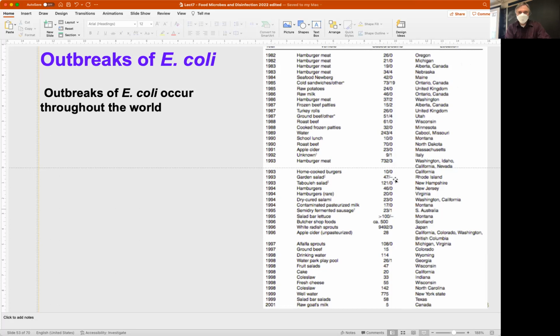The worst on this list is a white radish sprout. You see almost 9,000, 10,000 people get sick in Japan from that, and there are 3 deaths. So this list has a list of sicknesses as well as deaths. I just shared that for your information.